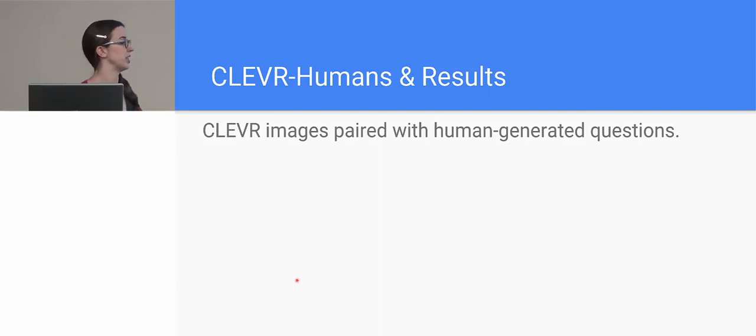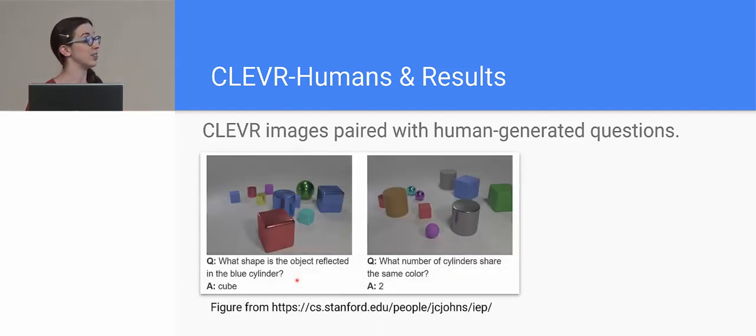All right, so here's the really challenging questions. This data set is called CLEVR-Humans, and it's CLEVR images paired with human-generated questions from Mechanical Turk. And these are free-form questions, so they can be a lot more challenging for the machine to answer. For example, what shape is the object reflected in the blue cylinder? And reflected in was not part of the original template, so this one is going to be hard for our network to comprehend.